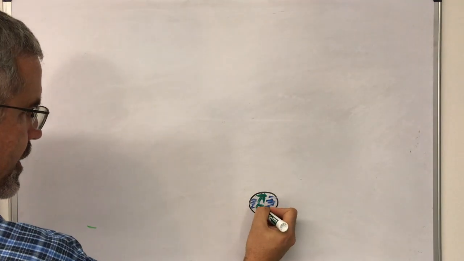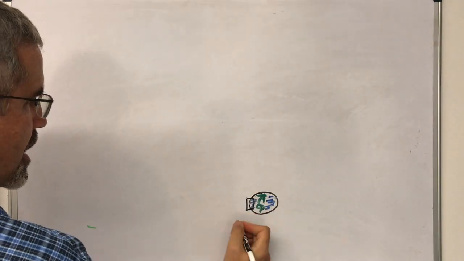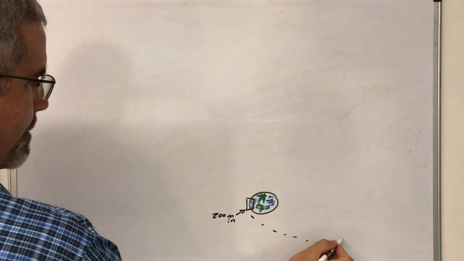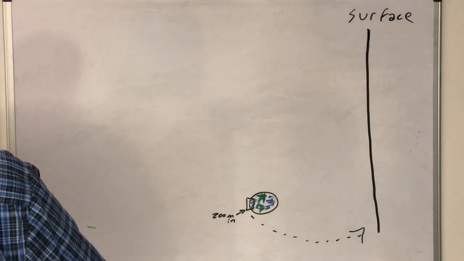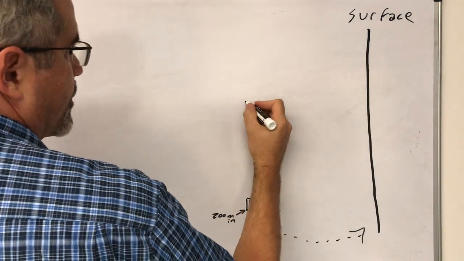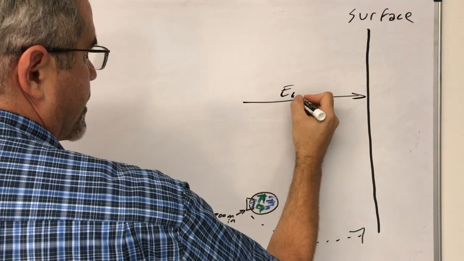Okay, so now let's zoom in and draw a picture. We're going to call 1367 watts per square meter E sub t for the energy at the top of the atmosphere. Not all of that energy gets absorbed, however. Some gets reflected or refracted away.